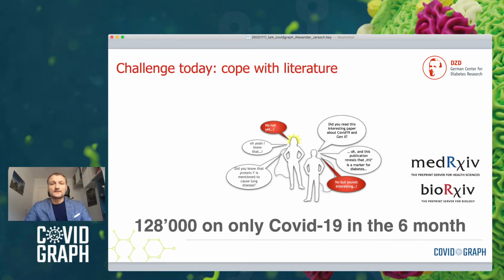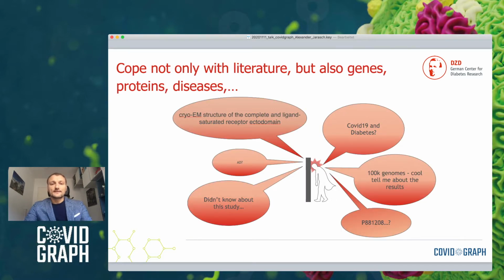So, for example, in the last 6 months, we had 128,000 preprint publications about COVID-19, which were deposited on medRxiv and bioRxiv. And you would agree that nobody's ever going to read that, but it would be nice to know about the content of them in general. And as I said, we cannot cope with the literature anymore.